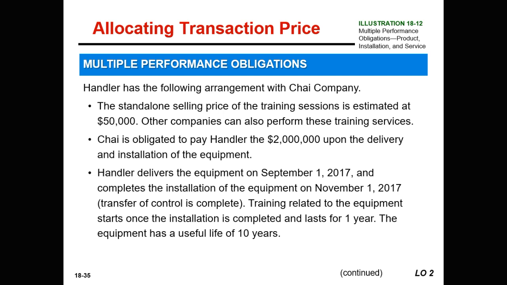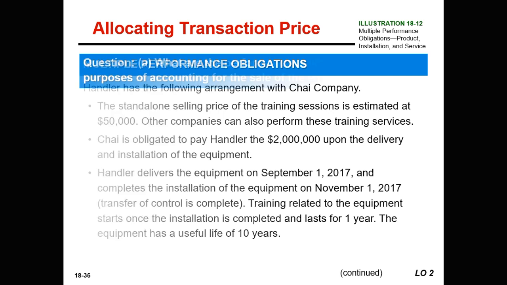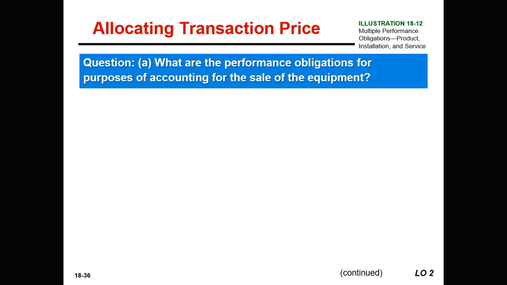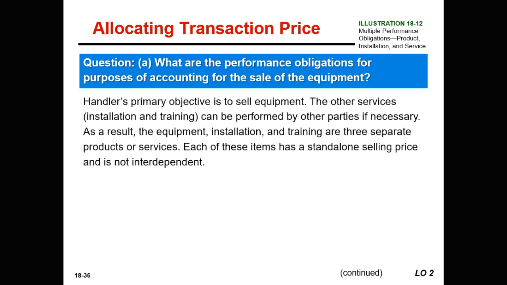So what are the performance obligations for the purpose of accounting for the sale of this equipment? Handler's primary objective is to sell equipment. Other services, such as installation and training, can be performed by other parties if necessary. So as a result, the equipment, the installation, and the training are 3 separate products or services. Each of the items has a standalone selling price, and they are not interdependent of one another.